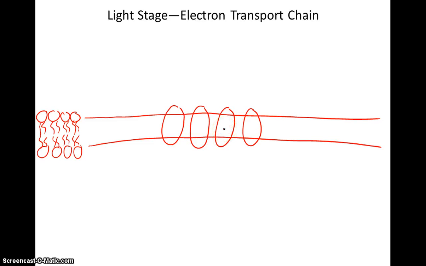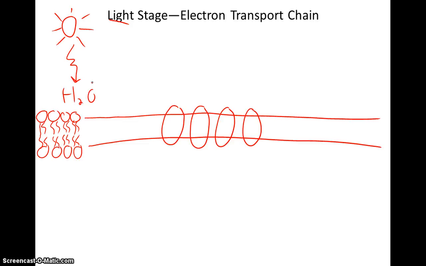Now, we talked in the last slide that the light stage requires light from the sun, obviously, because it's the light stage, and it also requires H2O, and there's a reason for that. What's going to happen is the sunlight's going to shine down, and it's going to break apart this H2O molecule, because all that solar energy from the sun is going to break apart the water. Now, water has covalent bonds in it, and bonds are made from electrons. So water obviously has electrons in it.